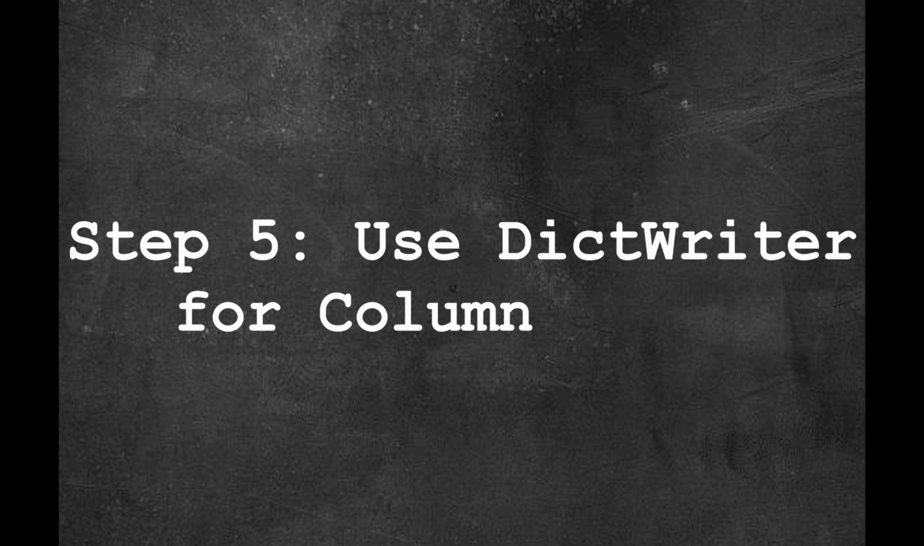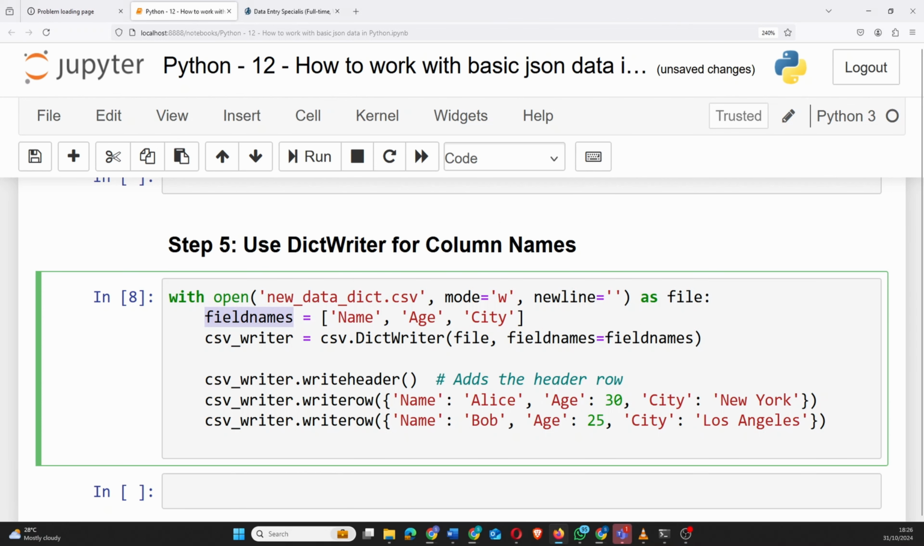Now let's add headers for each column using the DictWriter, which makes organized data easier. Fieldnames specify the column names, while csv_writer.writeheader adds the header row, and this adds rows as dictionaries. Remember, forgetting this leaves out column names.